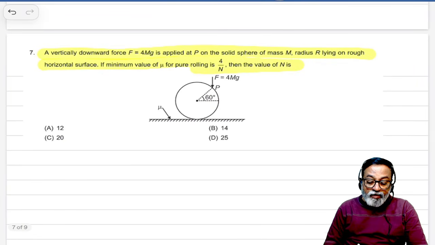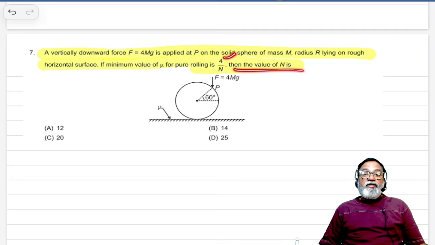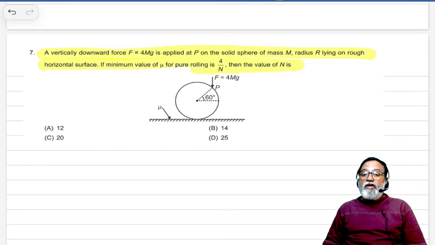See here. A vertical downward force F is equal to 4 mg is applied at a point P on the solid sphere of mass m and radius R lying on the rough horizontal surface. If the minimum value of mu for the pure rolling is 4 by n, then the value of n is. ఇక్కడ చూడండి, ఇక్కడ పాయింట్ P మీద ఎంత ఫోర్స్ యాక్ట్ అవుతుంది? F is equal to 4 mg. ఇది 4 mg యాక్టింగ్ డౌన్వర్డ్స్.